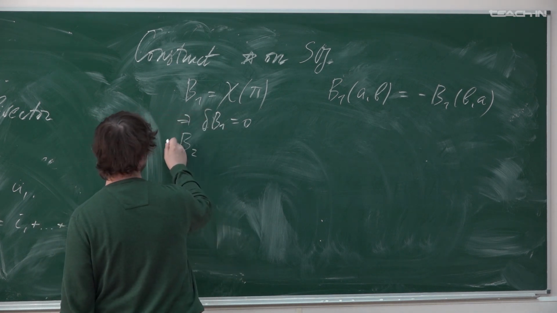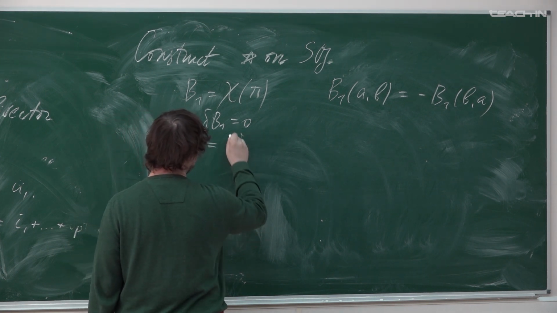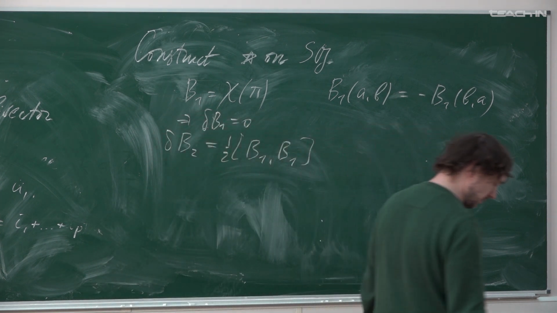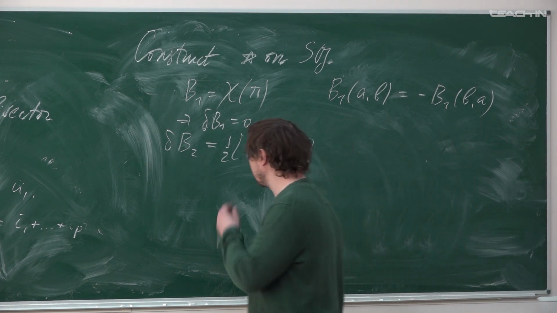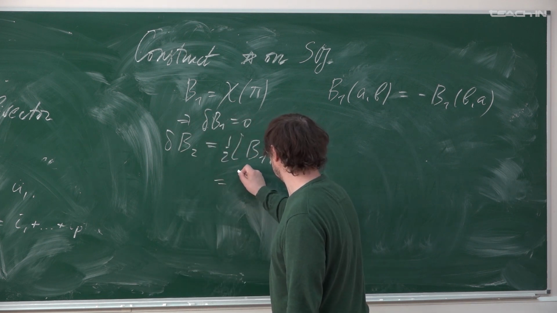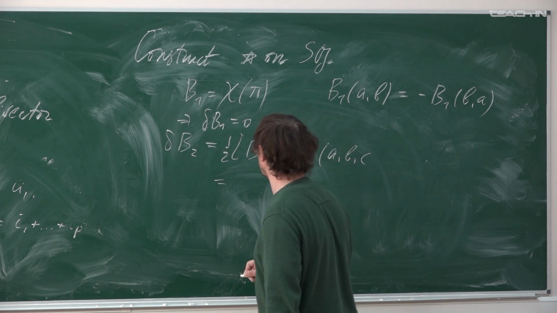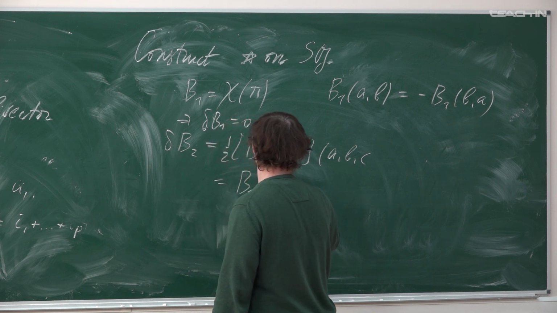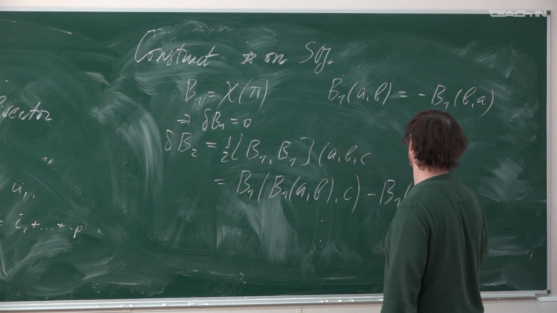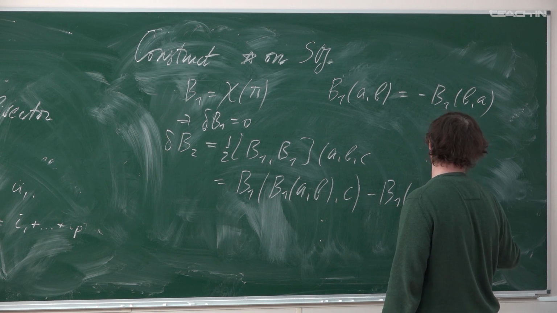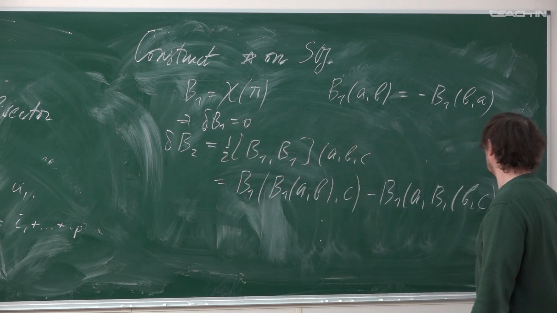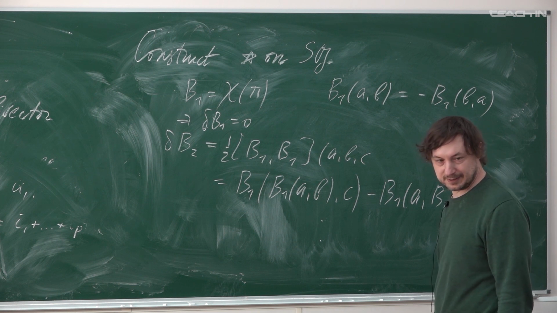B2 should verify the condition that delta of B2 is equal to 1/2 of B1 comma B1. So what is this B1 comma B1? Let me recall, when we apply it to A, B, C, it is equal to B1 of B1 of A, B, comma C, minus B1 of A, comma B1 of BC. I claim that this is symmetric.